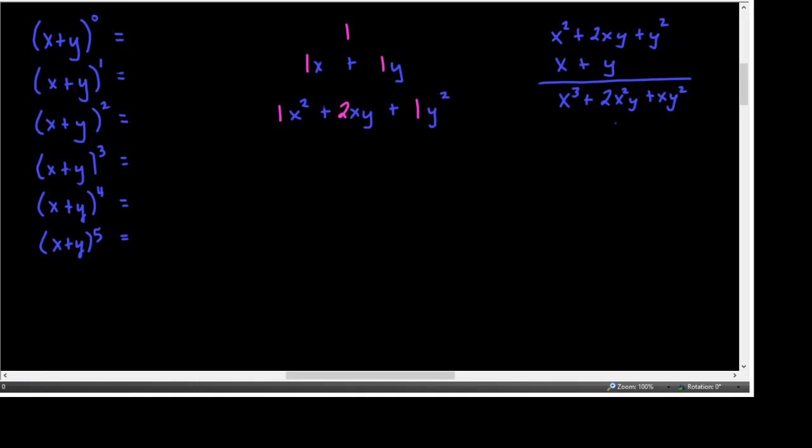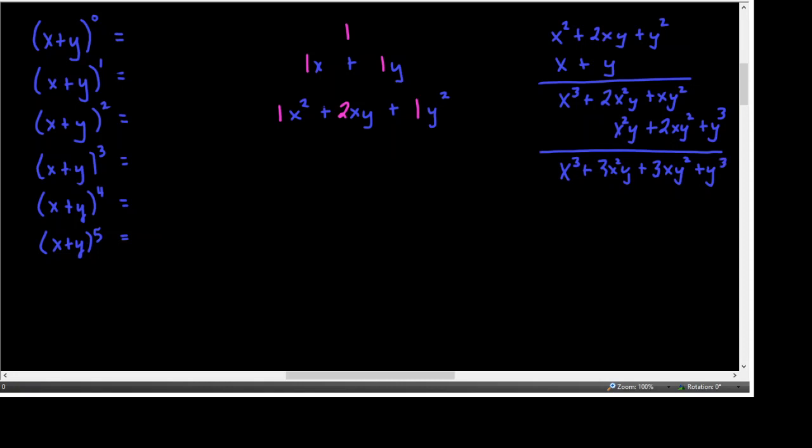Y times x squared is x squared y. Notice I moved over one place so that the like terms will line up. Then y times 2xy is 2xy squared. And then finally y times y squared is y cubed. And then adding those together, that's x cubed plus 3x squared y plus 3xy squared plus y cubed.